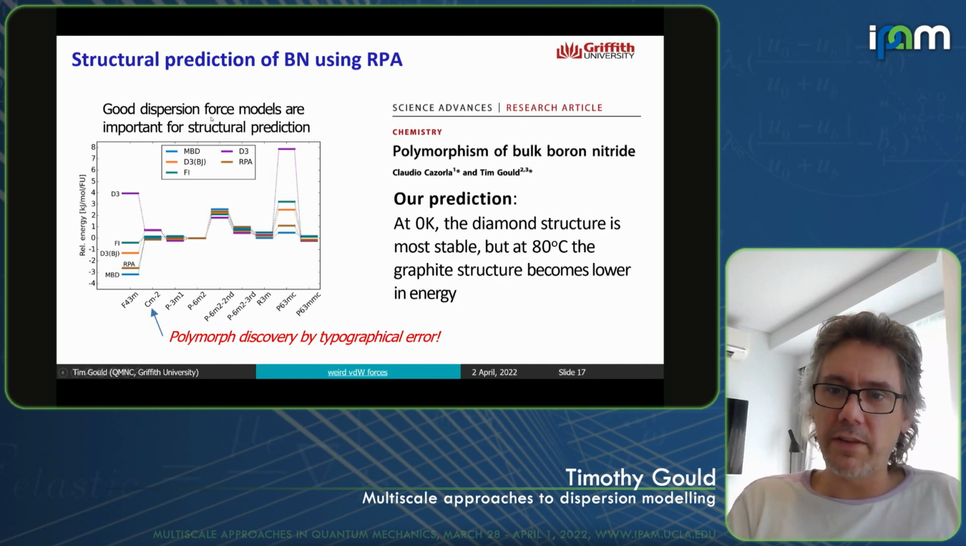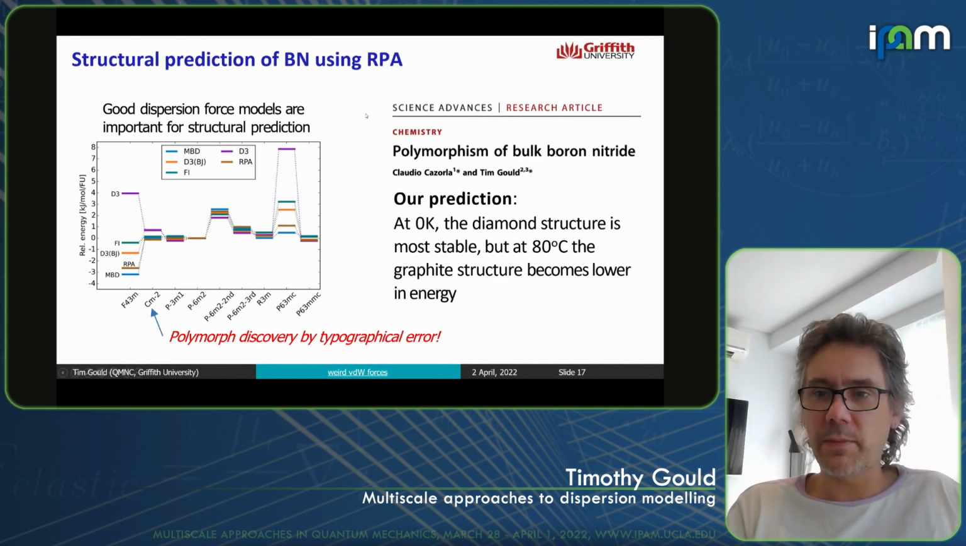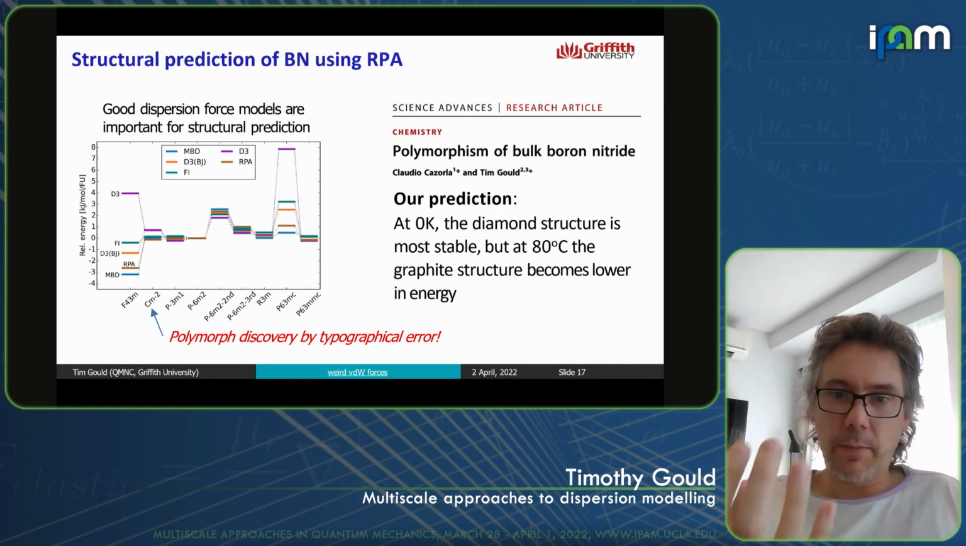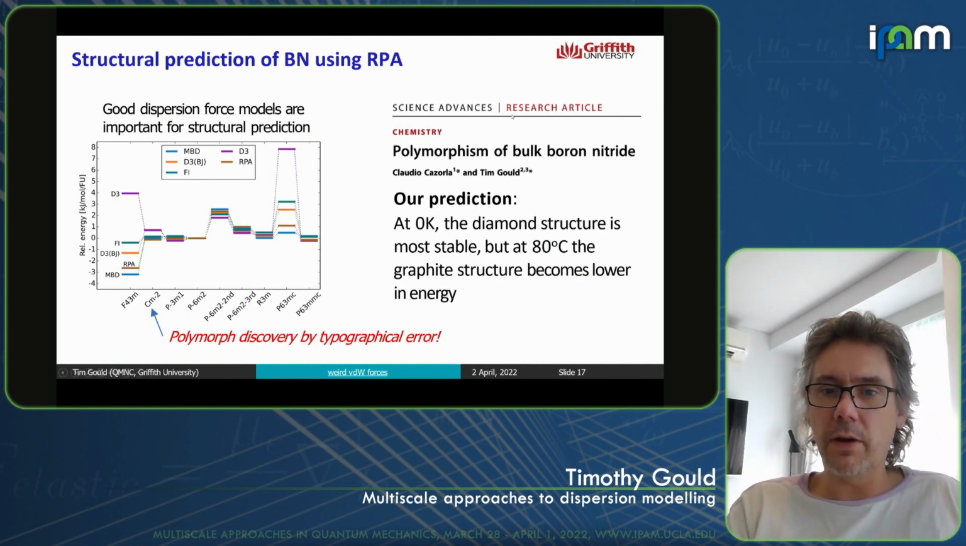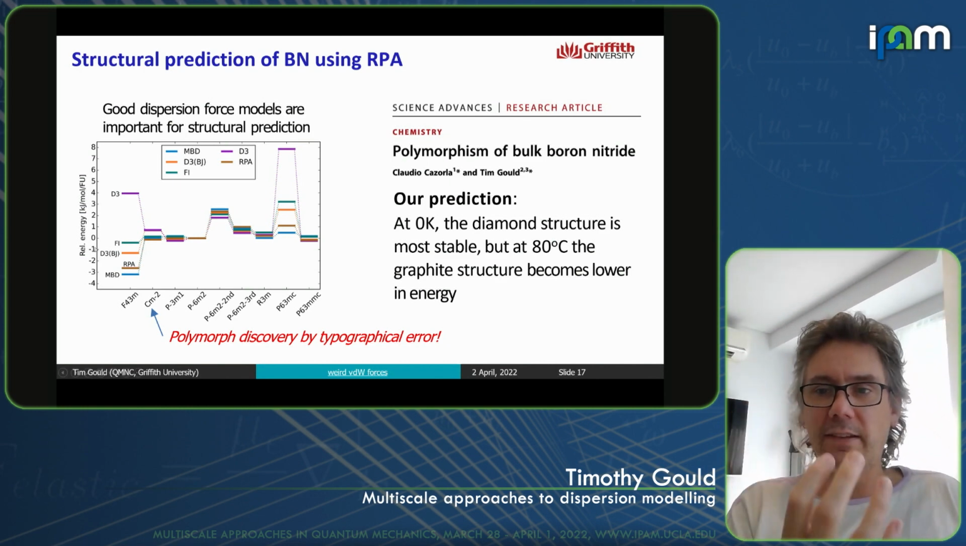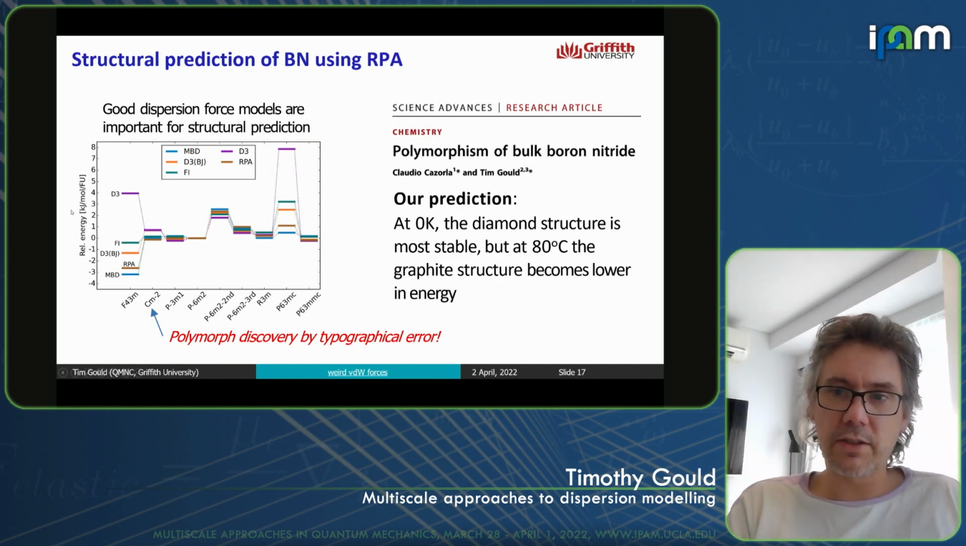So we thought, okay, great. This is exactly the sort of problem where the random phase approximation is likely to work well. It served two purposes. One, we could actually make a prediction about what was going on in boron nitride. Experiments had not been able to resolve this. And two, we could actually test the ability of dispersion corrections to reproduce this prediction.